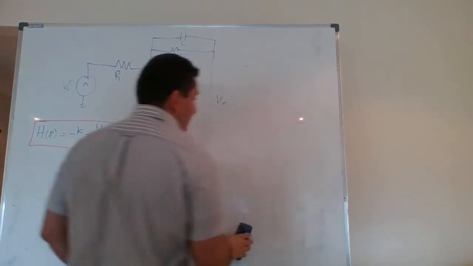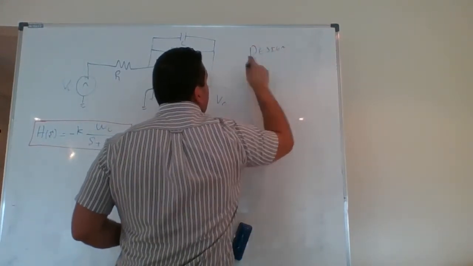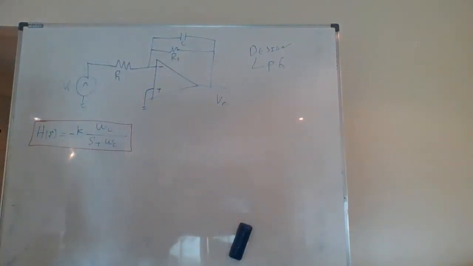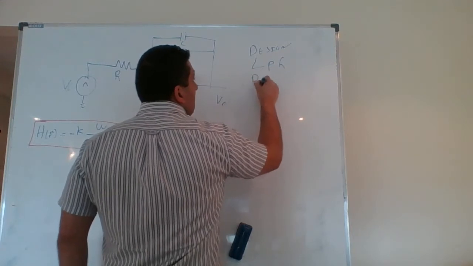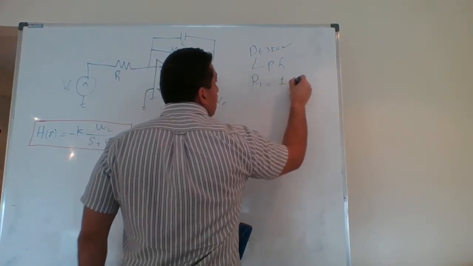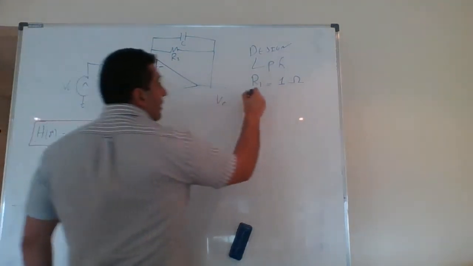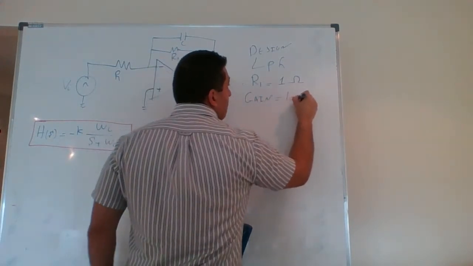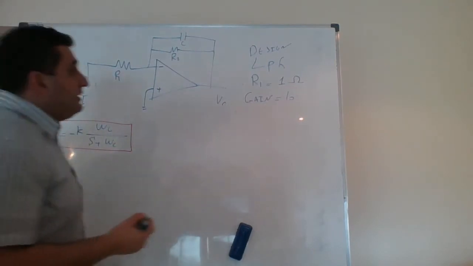The question is, I need to design an active low pass filter. I have only a resistor, R1, equal to 1 ohm. And I need to have a gain equal to 10. The gain is equal to 10, and I need the cutoff frequency.